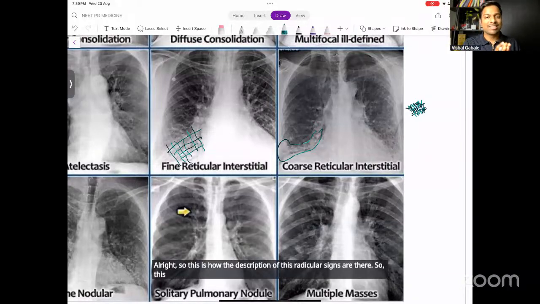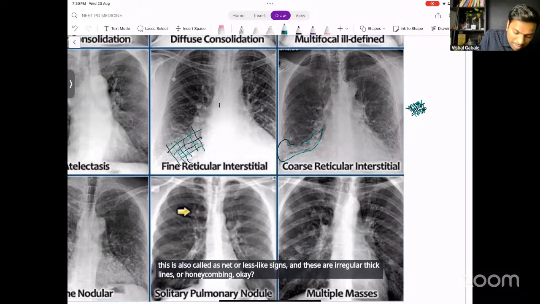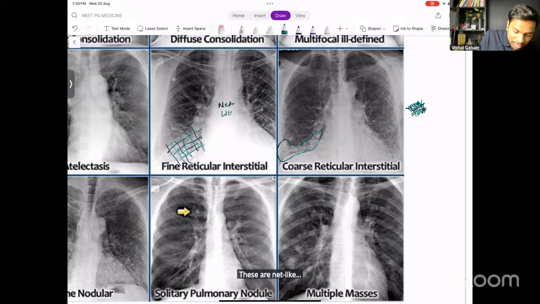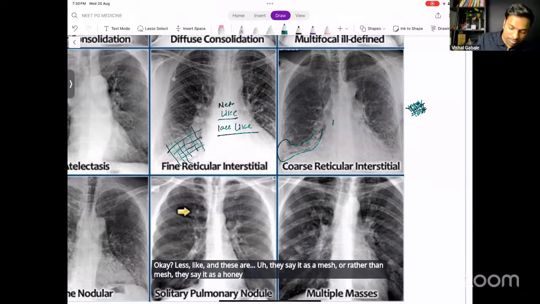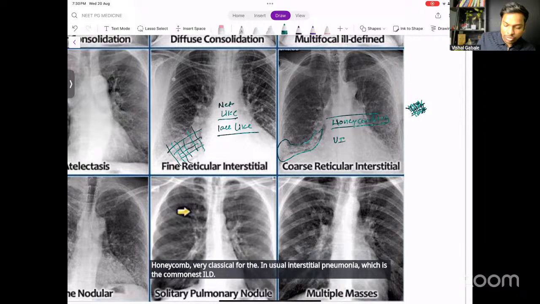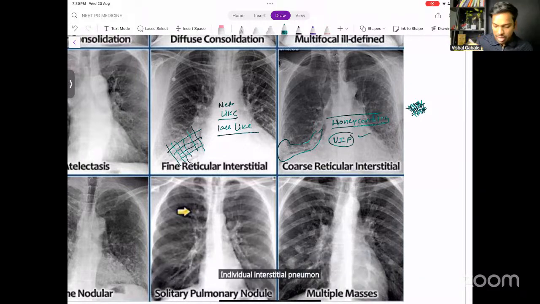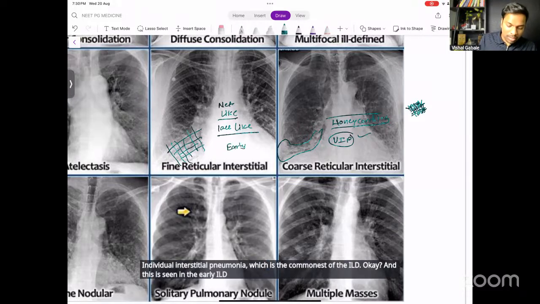So this is also called net-like or lace-like signs, and these are irregular thick lines or honeycombing. Okay, lace-like, and rather than mesh, they say honeycombing. Very important. Honeycombing is very classical for usual interstitial pneumonia, which is the commonest ILD. Okay, and this is seen in early ILD and early pulmonary edema. Also, you can see this in pulmonary edema.